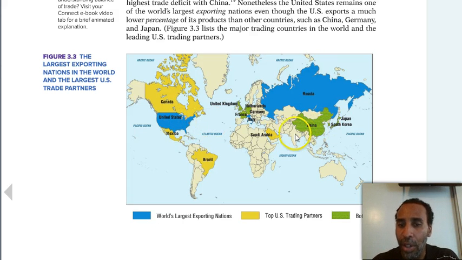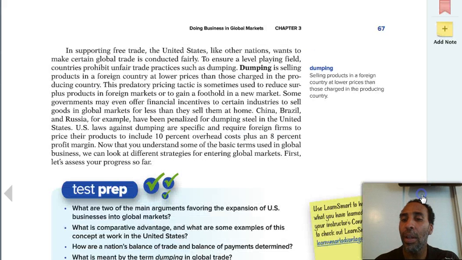And then over here, Saudi Arabia too, right? Because of oil, obviously. And then both, meaning both world's largest exporting nations and top U.S. trading partners, we have China, and then we have the United Kingdom or England, Netherlands, Germany, and France. All right. And that all makes sense.